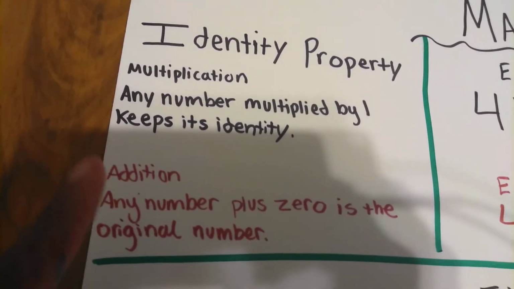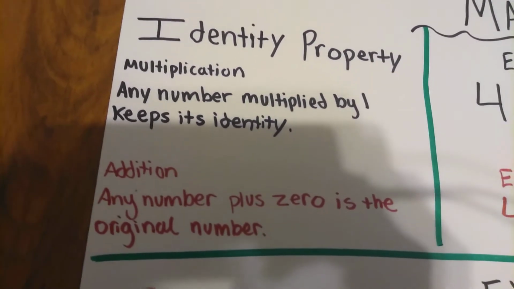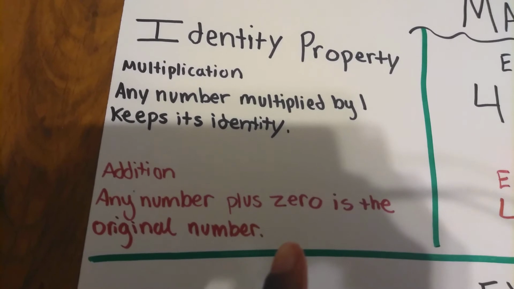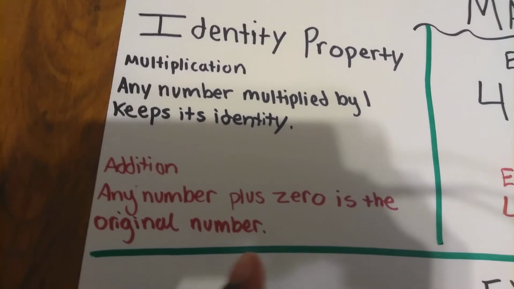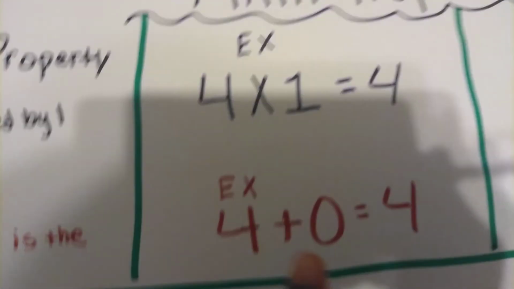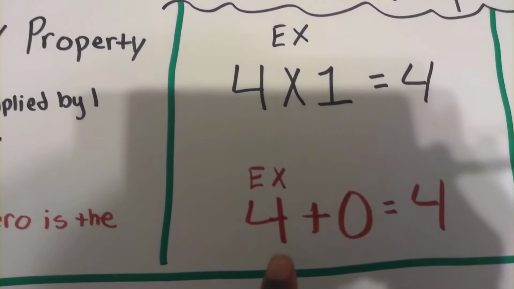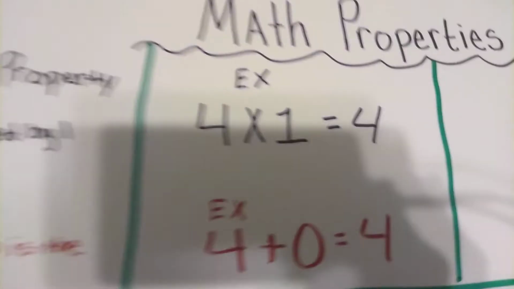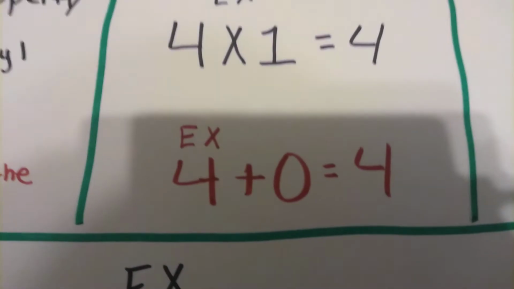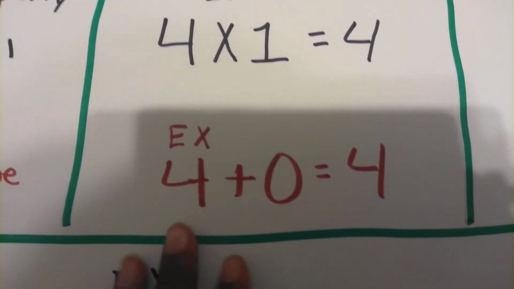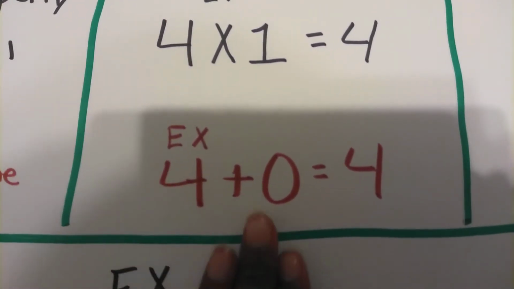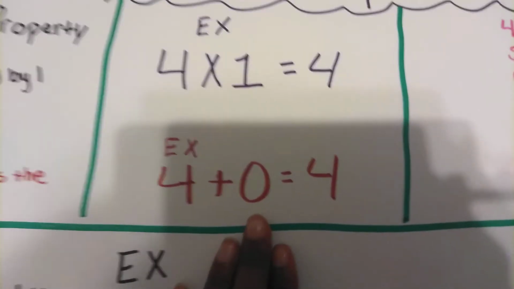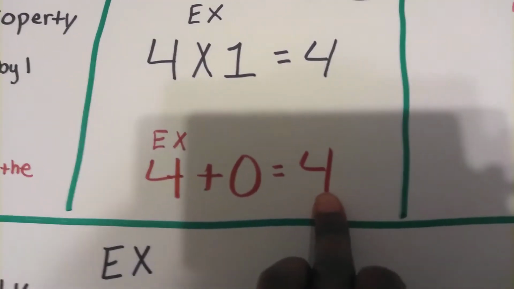The next identity property we have is for addition. Any number plus 0 is the original number. Here's an example: 4 plus 0 equals 4. When you think about it, if you have 4 cookies plus 0 cookies, you're going to have 4.